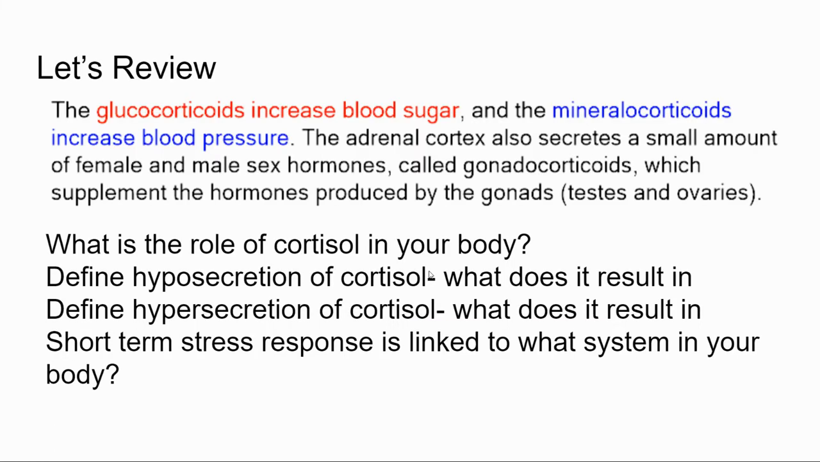So let's quickly review. Glucocorticoids increase your blood sugar, and mineral corticoids increase blood pressure. We have not talked about mineral corticoids yet, but we will. Okay. The adrenal cortex secretes small amounts of both female and male sex hormones, which I didn't talk about, but just an interesting fact, and those are called gonadocorticoids. Okay. And when we talk in chapters 14 and 15, we're going to talk about the testes and ovaries.